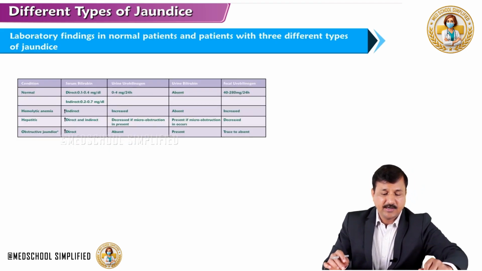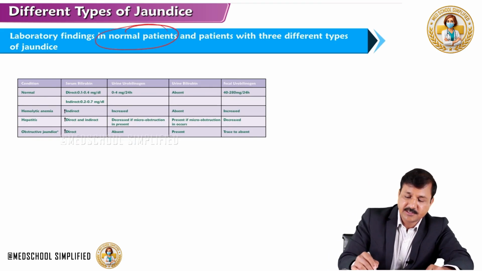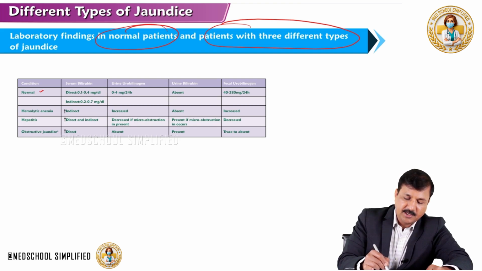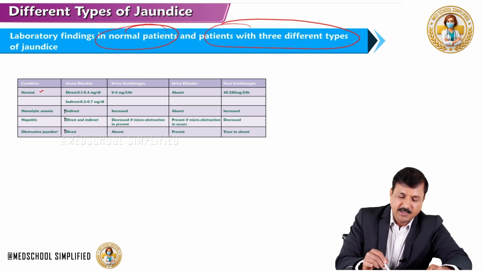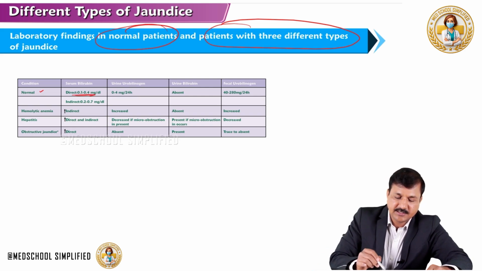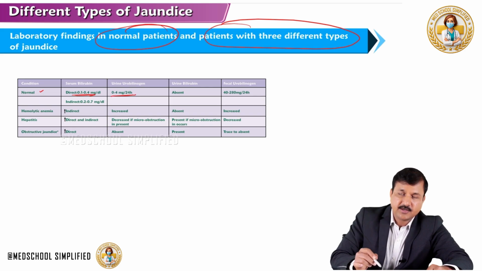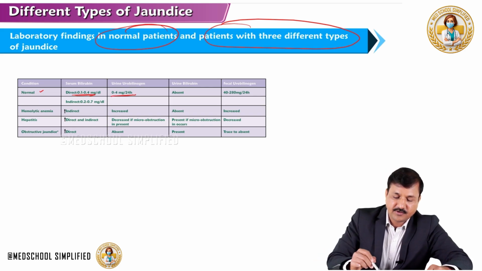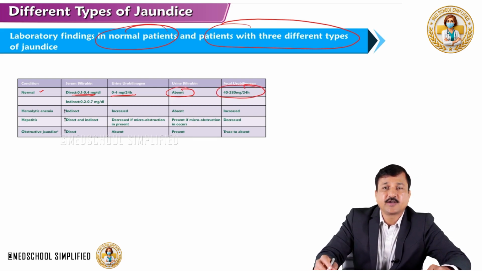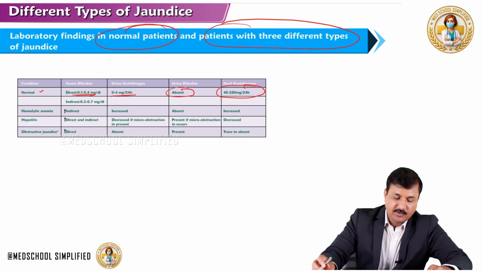So here are the laboratory findings in normal patients and in 3 different types of jaundice. In a normal person, direct bilirubin is 0.1 to 0.4 milligram per deciliter. Urobilinogen is 0.4 milligram per 24 hours of urine. Urine bilirubin is absent, and fecal urobilinogen is normal, that is 40 to 280 milligram per 24 hours.